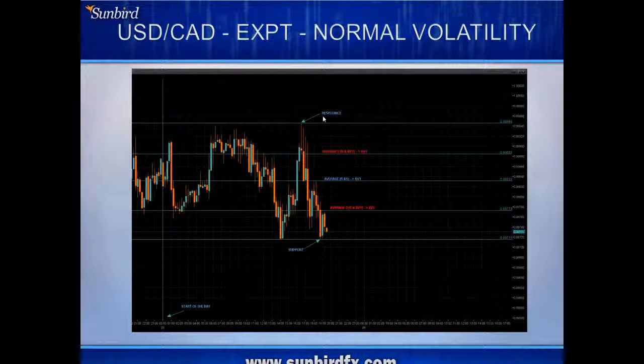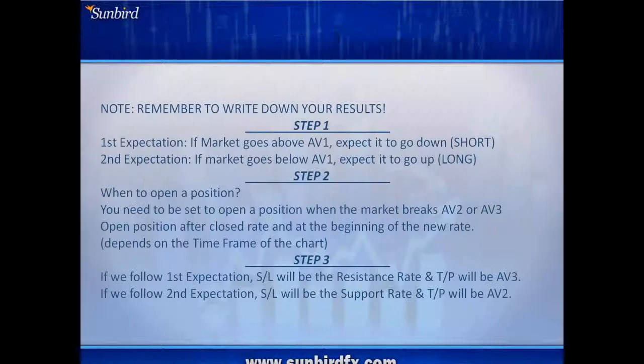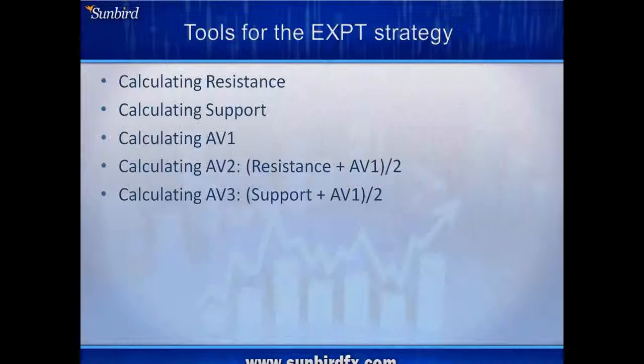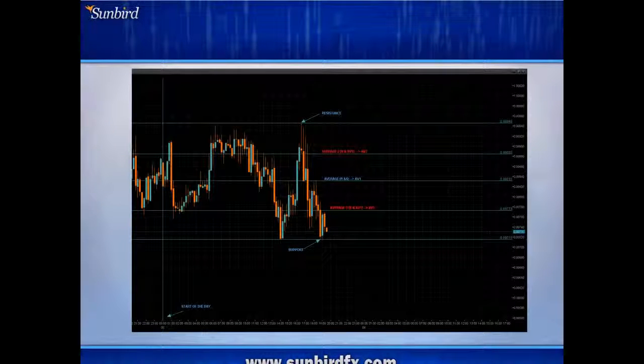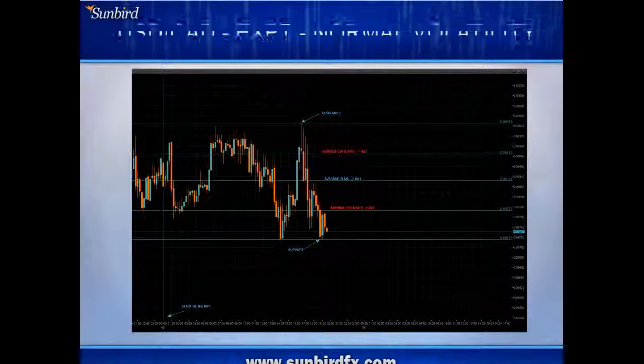Resistance is the highest level, the highest rate of the day. All right, and support is the lowest rate of the day. Remember, the start of the day is the 5th of February. All right, okay, let's go back. So I have my resistance, I have my support. I need my average 1. What's my average 1? It is resistance plus support divided by 2.